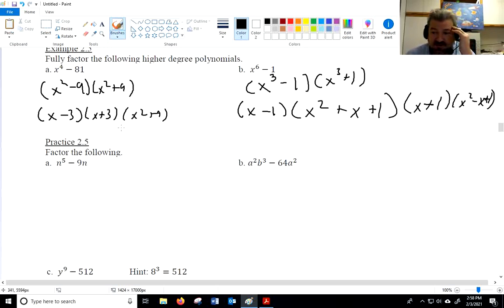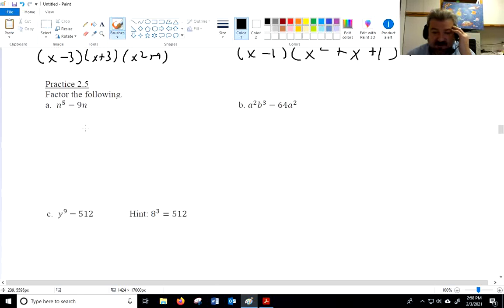All right, let's take a look at the next one. Factor the following. So pause the video and give it a try. All right, hopefully you factored out an n and got n to the 4th minus 9. But recognize that that is actually a difference of two squares, where it's n squared minus 3 and n squared plus 3. I can't do anything with a sum, and this is a difference, but 3 is not a perfect square.